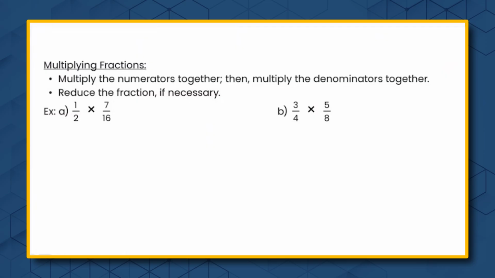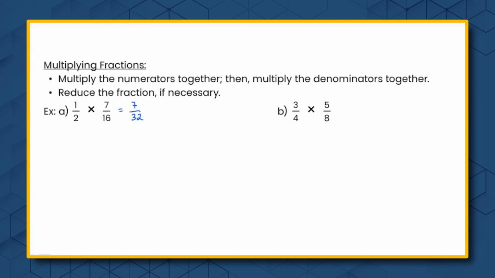Now, this is straightforward again, because here we're simply going to multiply across. So, multiplying across, we get 7 times 1, which is 7, and then 2 times 16, which is 32. So this fraction becomes 7 over 32. So when we take 1/2 and we multiply it by 7 over 16, we're going to get 7 over 32. And if I take a look, this is already simplified. I don't need to do anything more because there's no other number that can be divided into 7 and 32 evenly. Let's practice with example B.